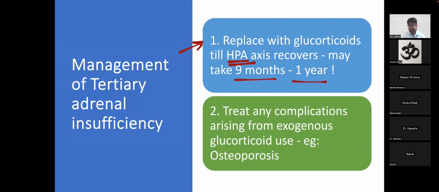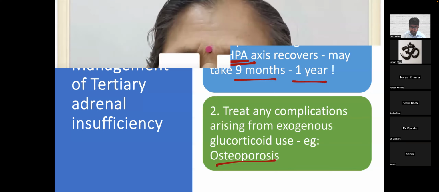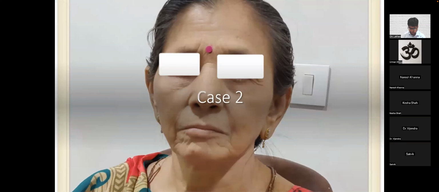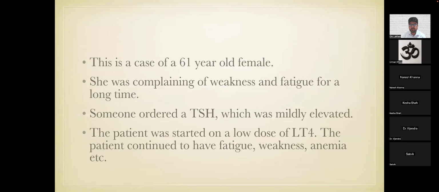And then you of course need to treat any complications arising from the exogenous glucocorticoid use. For example, let's say the patient develops osteoporosis, so you need to treat the osteoporosis. So all these things are very important from the treatment perspective in tertiary adrenal insufficiency. Let's look at a second case. I think we discussed a little bit about a similar case in the last lecture as well, about hypothyroidism.